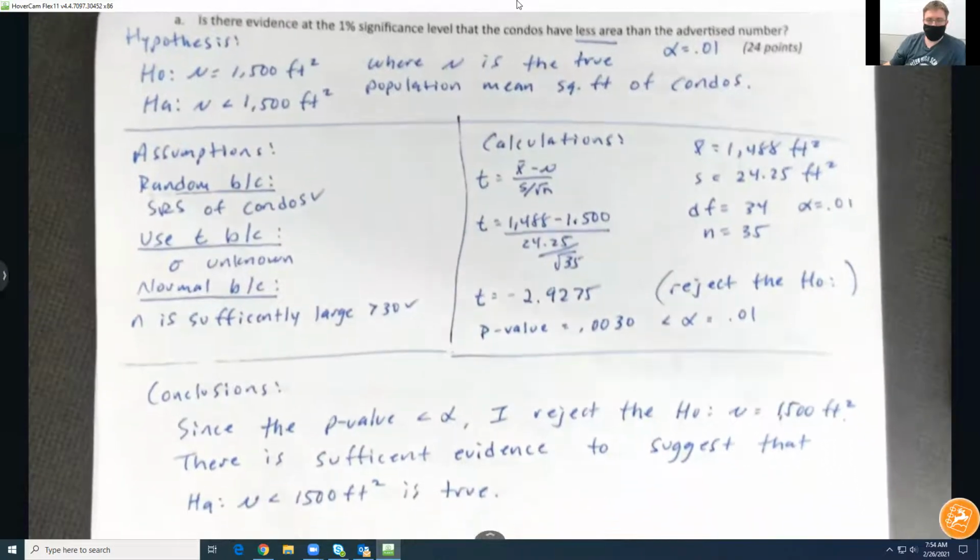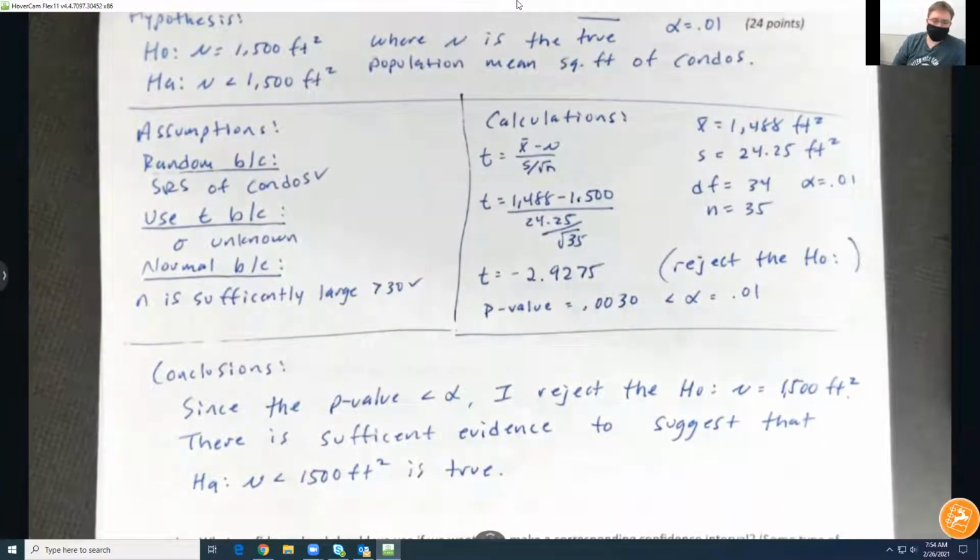So then you can write your conclusion. I'll move it up so you can see it here at the bottom. Since the p-value is less than alpha, I reject the original claim or the null hypothesis that the average is equal to 1,500 square feet. There is sufficient evidence, according to my test, to suggest that the alternative is true, that the average is less than 1,500 feet squared. Which is going to lead us to, again, what your multiple choice portions of the test might be, parts B and C. Look at this from the other side.